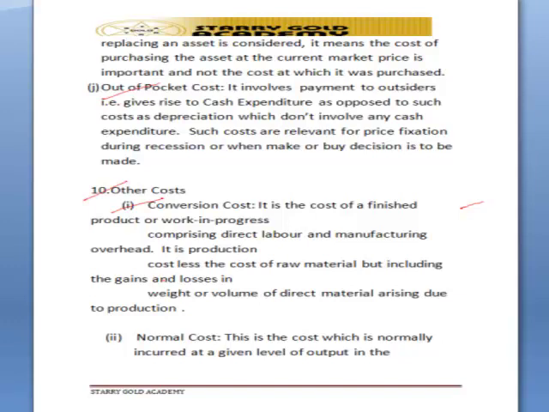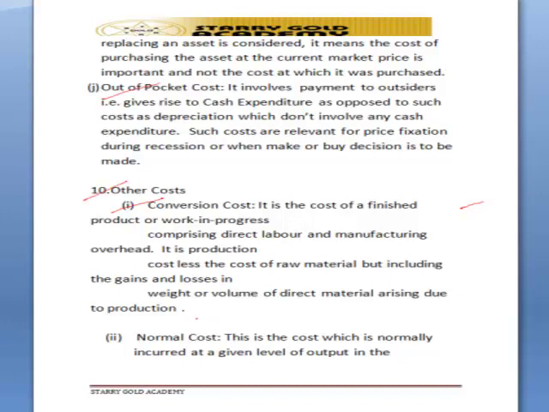Another way to get conversion cost is production cost less the cost of raw material, but including the gains and losses in weight or volume of direct material arising due to production. So that's another way we can get your conversion cost: the production cost minus the cost of your raw material is your conversion cost.